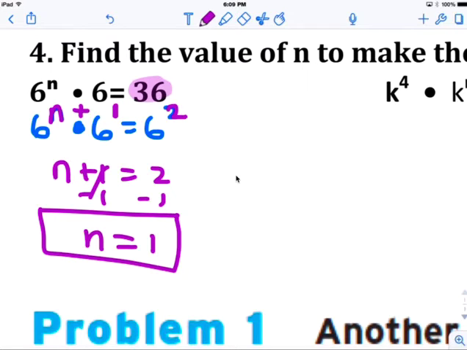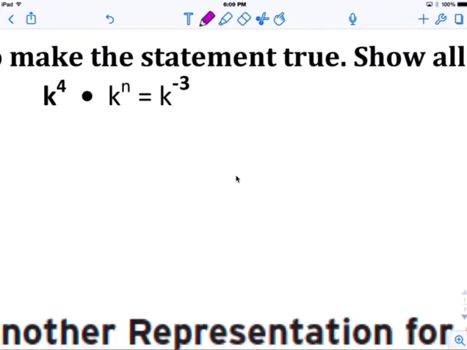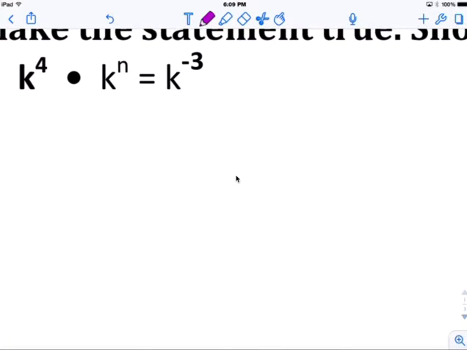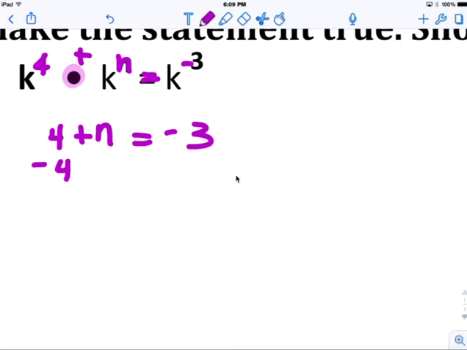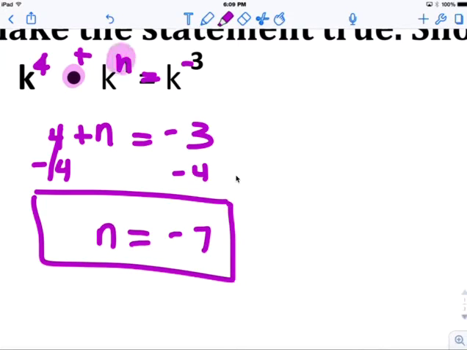This will be on your quiz on Wednesday also. It'll be more something like this, though, where the base is already the same. When the bases are the same, it's multiplication. You add 4 plus this n, right? So 4 plus the n equals this negative 3. Minus 4, n equals negative 7. So the n here is negative 7.